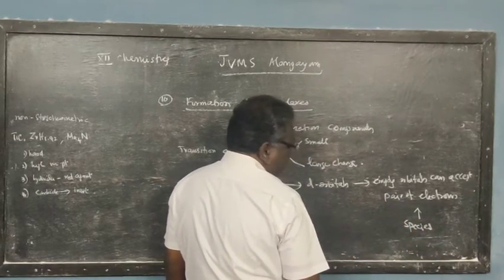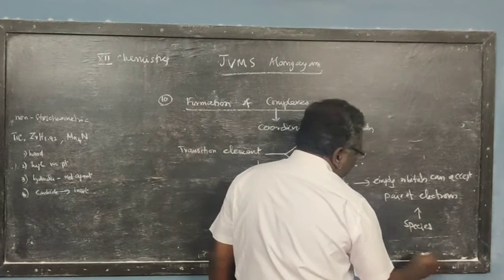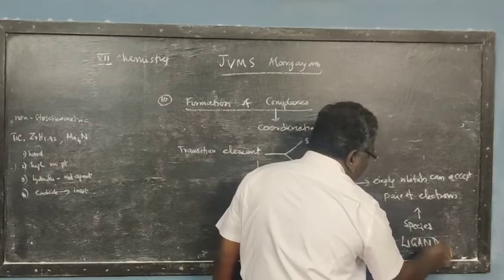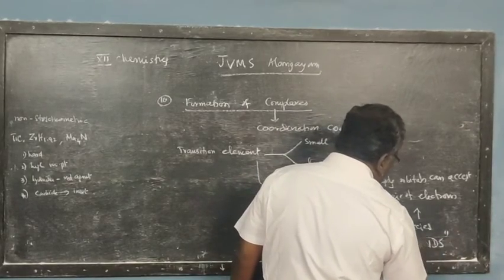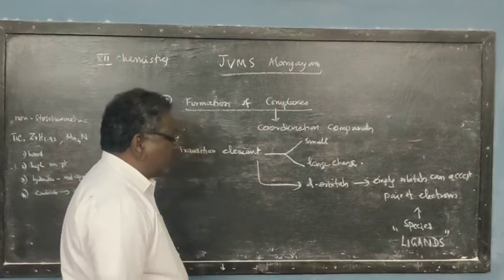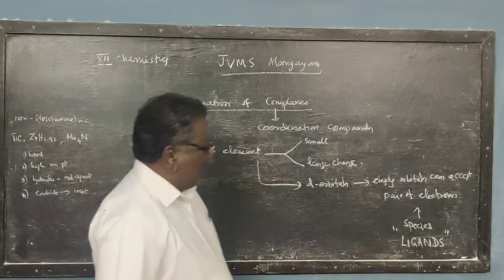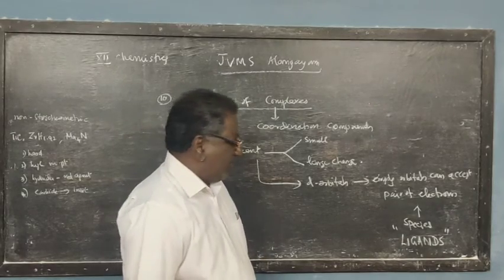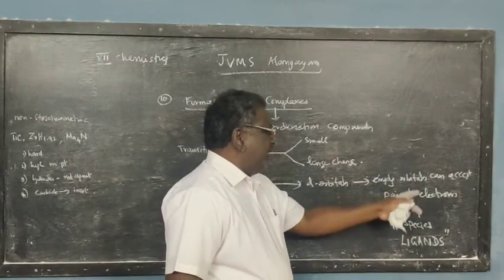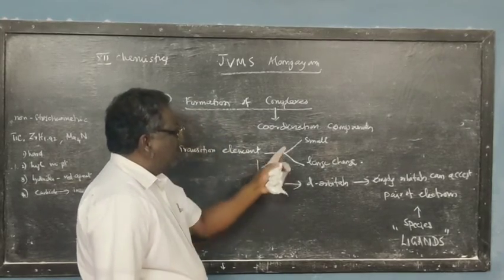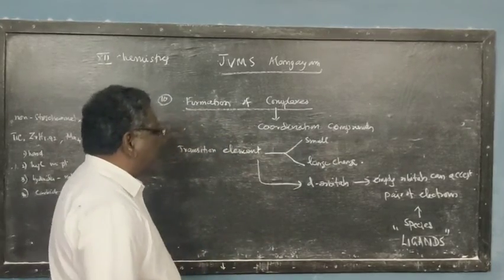These particles or ions are called ligands. This is a very important technical word used in chapter number 5. So ligands are the ions, maybe positive ions, negative ions, neutral molecules, which can donate a pair of electrons to the central metal atom, transition metal, in the formation of coordination compounds.